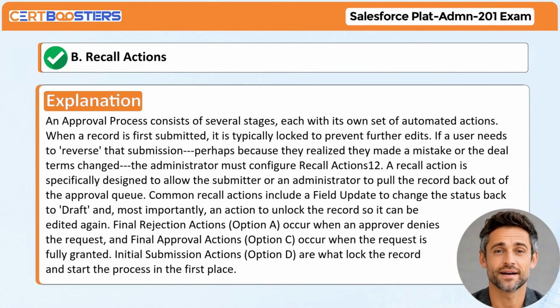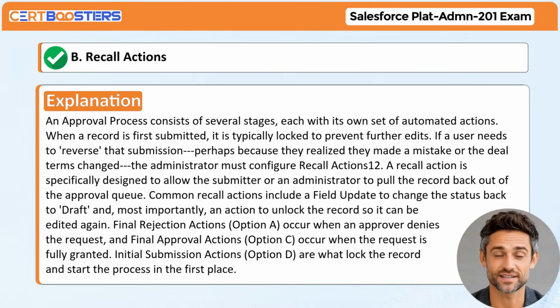Recall actions. Explanation. An approval process consists of several stages, each with its own set of automated actions. When a record is first submitted, it is typically locked to prevent further edits. If a user needs to reverse that submission, perhaps because they realize they made a mistake or the deal terms changed, the administrator must configure recall actions.